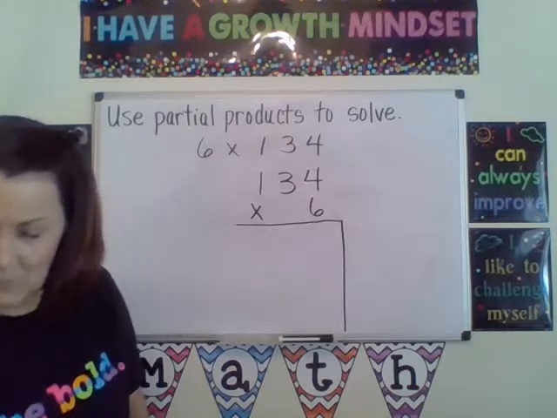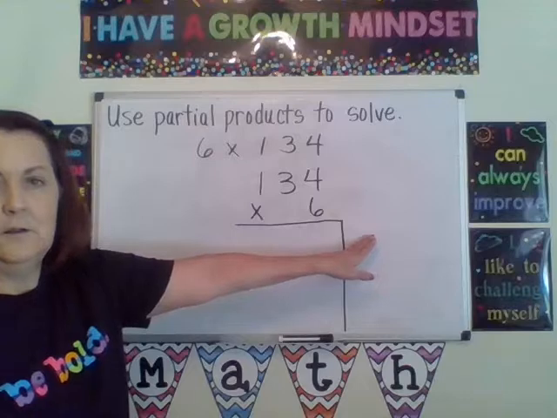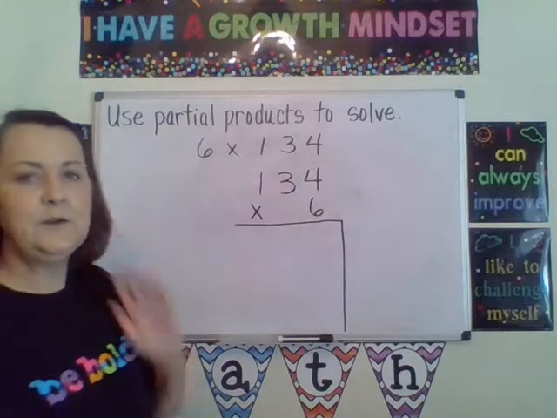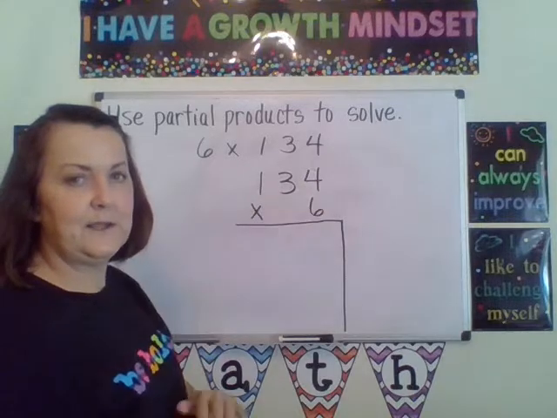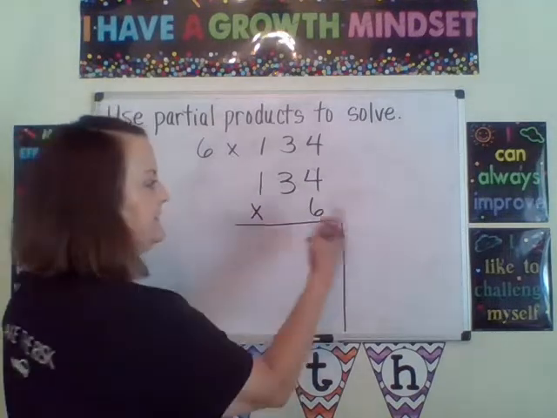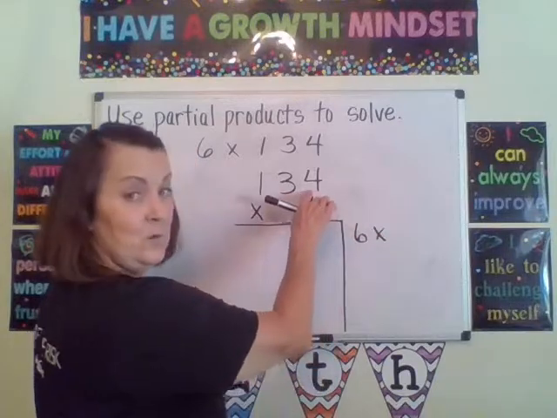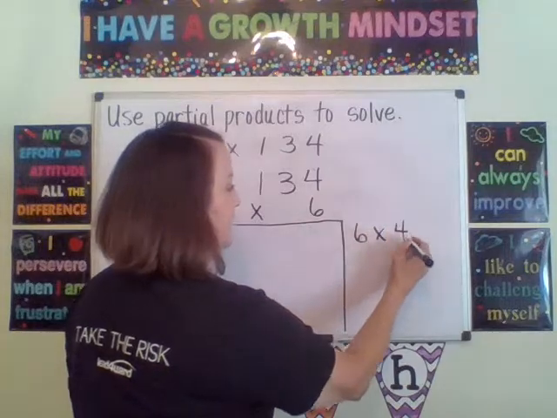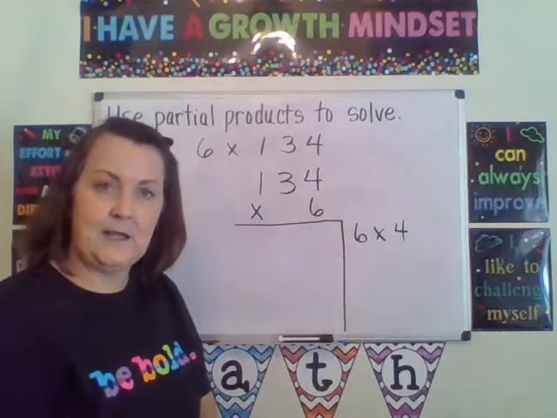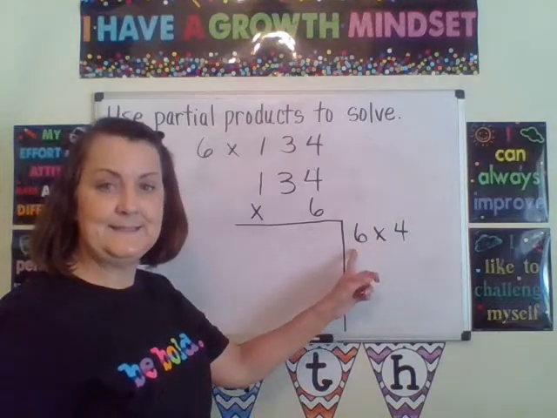All right, now we are going to write out the ones place. So what we're going to do is we're going to take the factor 6, and we're going to multiply it times the ones place. So this is 6 times, what's the value of the ones place? 4. That's the value. What is 6 times 4, or 4 times 6?